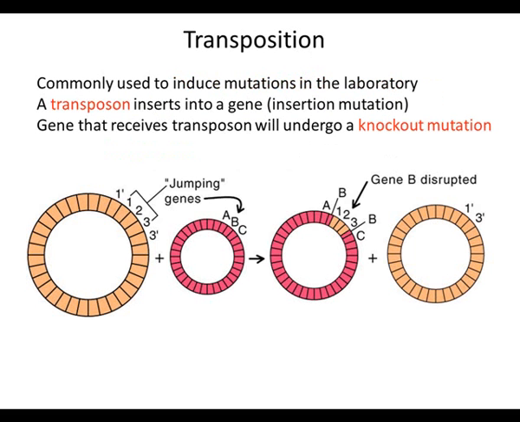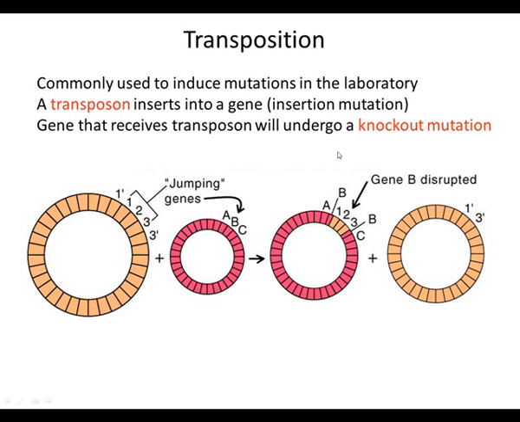Okay, and then I already mentioned transposons. These are used a lot in the laboratory because you can have a vector that carries a transposon. You can deliver that vector into the bacteria, and then that transposon can jump from the vector onto the chromosome, and then it'll insert somewhere in a gene, and it can disrupt that gene, and so it usually causes an inactivating or knockout mutation of that gene.